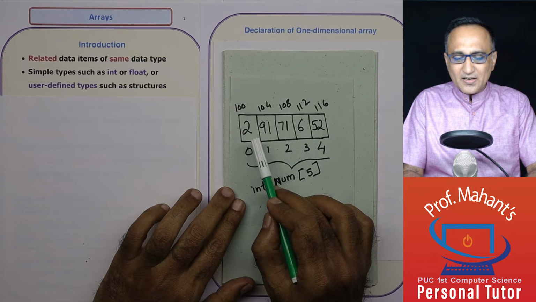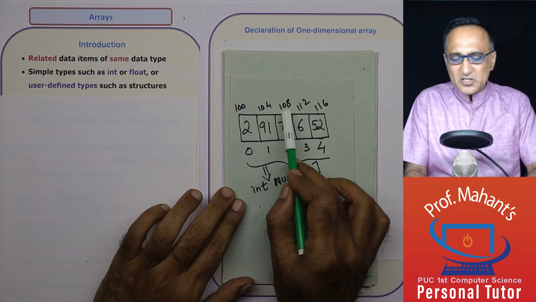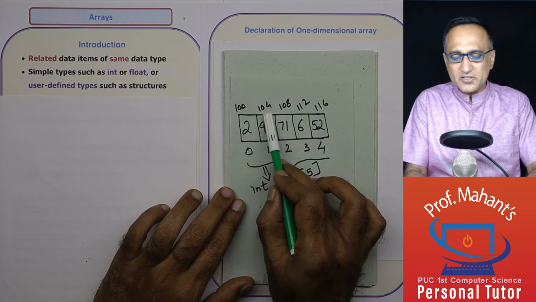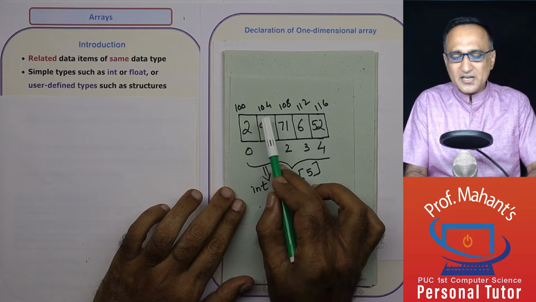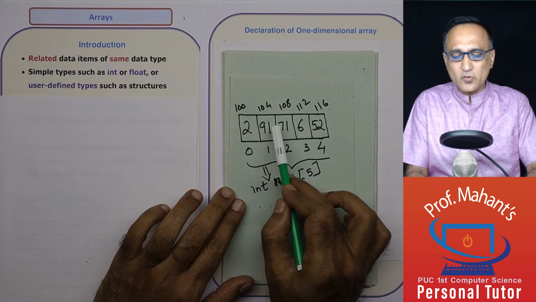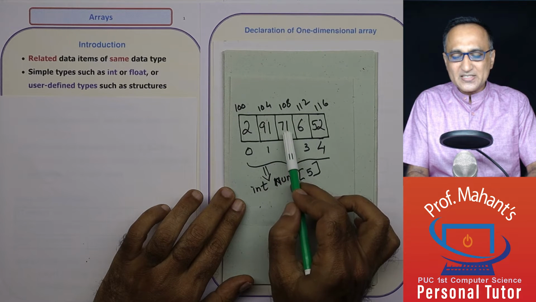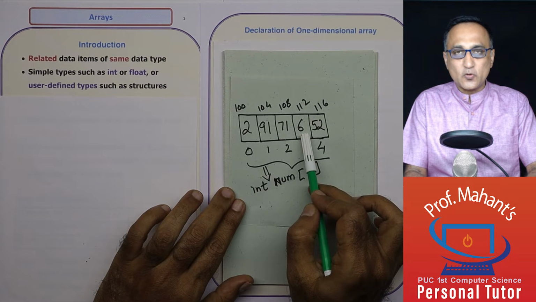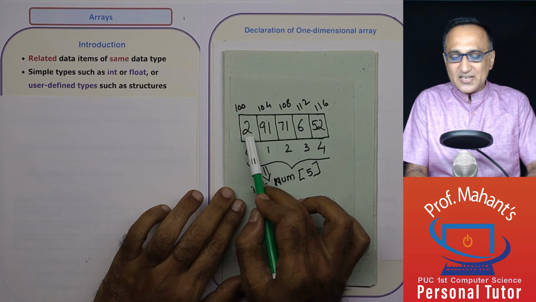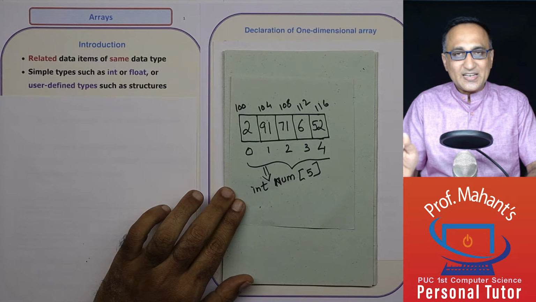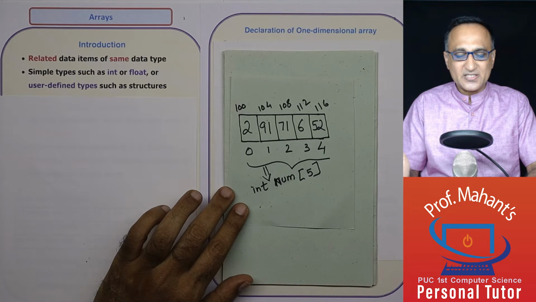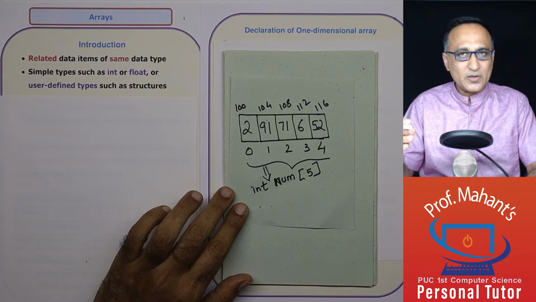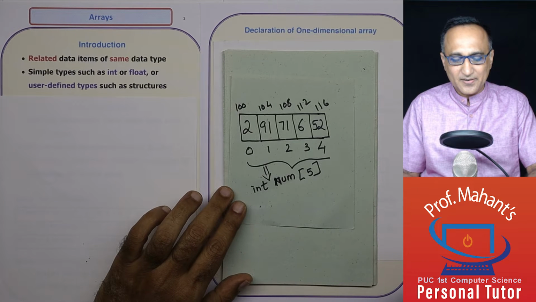If you see here, the memory locations on the top, these are all memory locations. After 2, immediately after 4 bytes, 91 is stored. Immediately after 4 bytes, 71 is stored. Immediately after 4 bytes, 6 is stored. So these numbers are stored one after the other in contiguous memory locations, that means sequentially in the memory. This is a unique advantage of why it's done. You will understand that once you learn pointers next year.